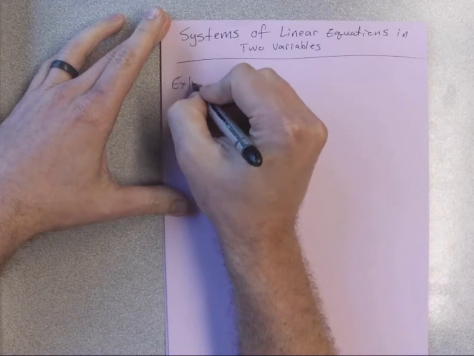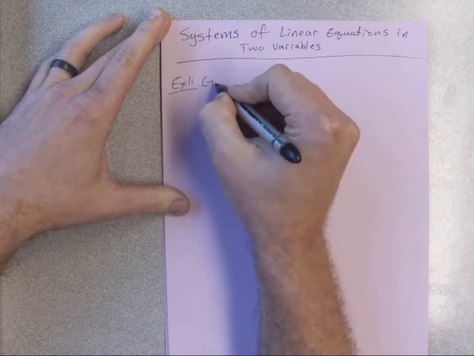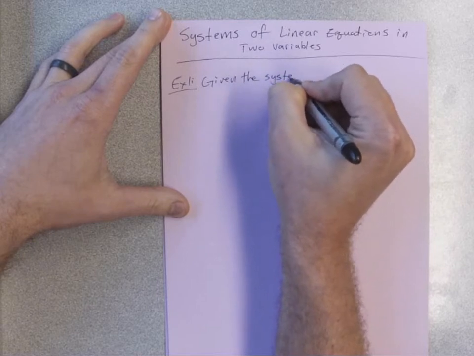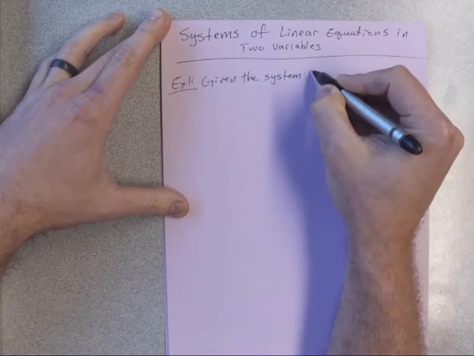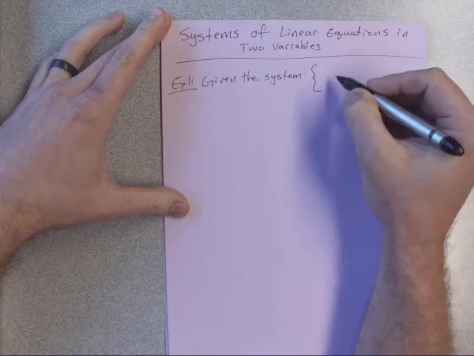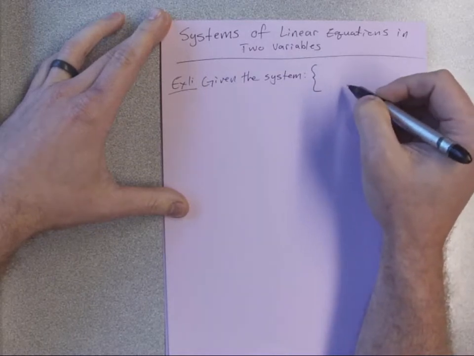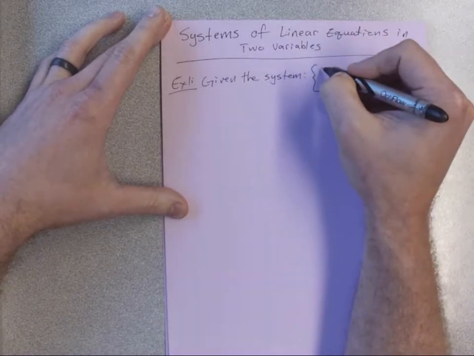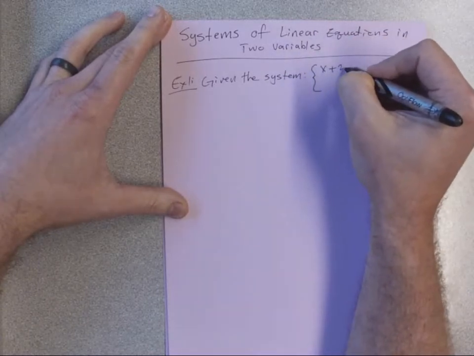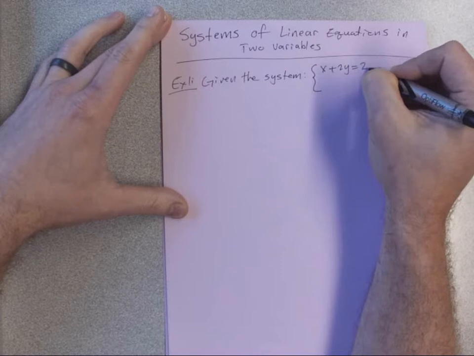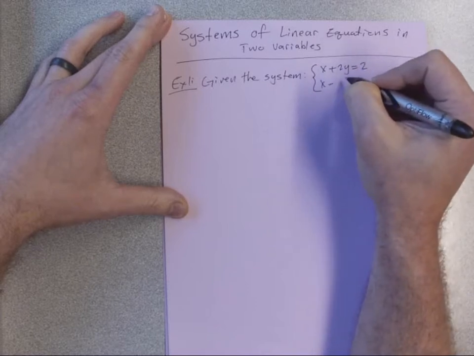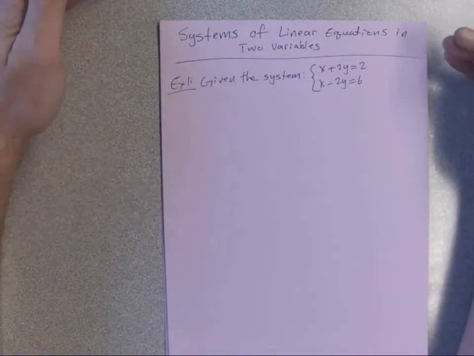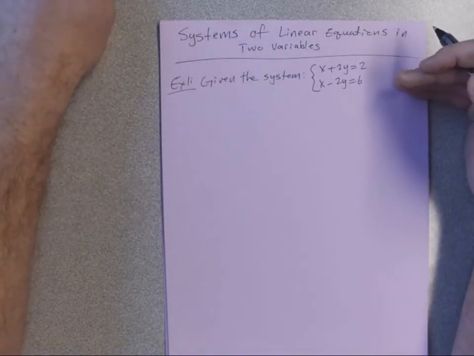So example 1, given the system, and this is how you write it if you have a system. So I'm going to have two equations here, two linear equations, and they're going to have two variables. So given the system, x plus 2y is equal to 2, and x minus 2y is equal to 6. So that's our system of linear equations in two variables.